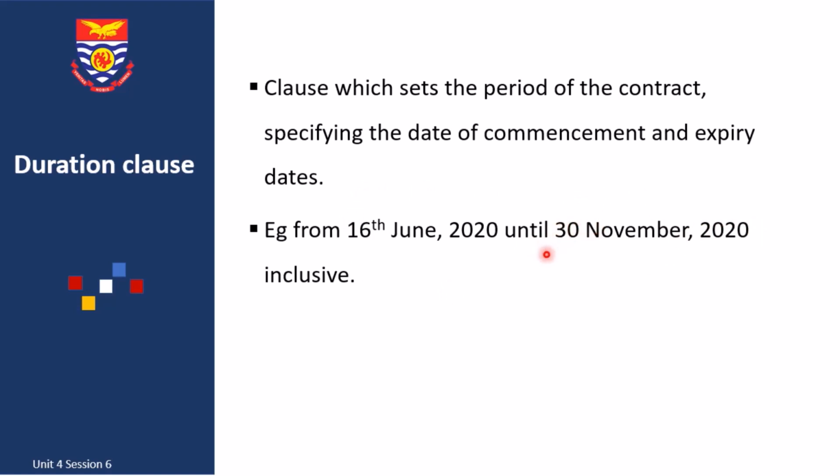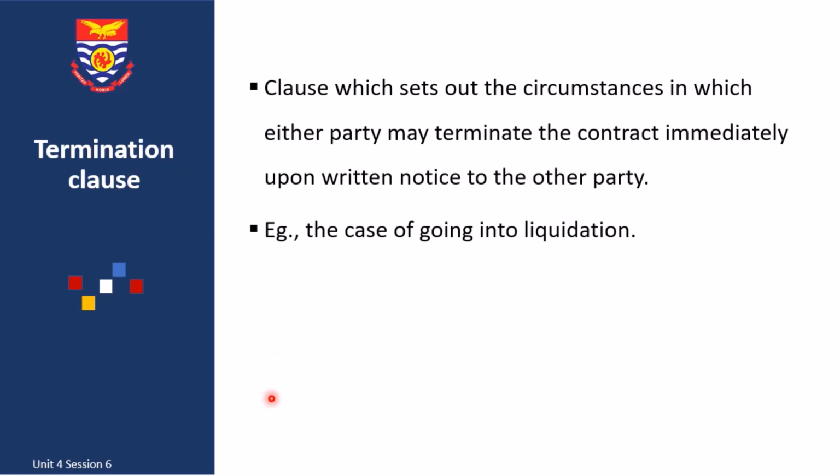Then we move on to termination clause. Termination clauses basically specify the basis or grounds in which a contract is deemed to be terminated, and they have to be explicitly indicated in the contract to enable interpretation as and when the breach or the termination occurs. So, a termination clause sets out the circumstances in which either party may terminate the contract immediately upon written notice to the other party. An example is the case of going into liquidation.